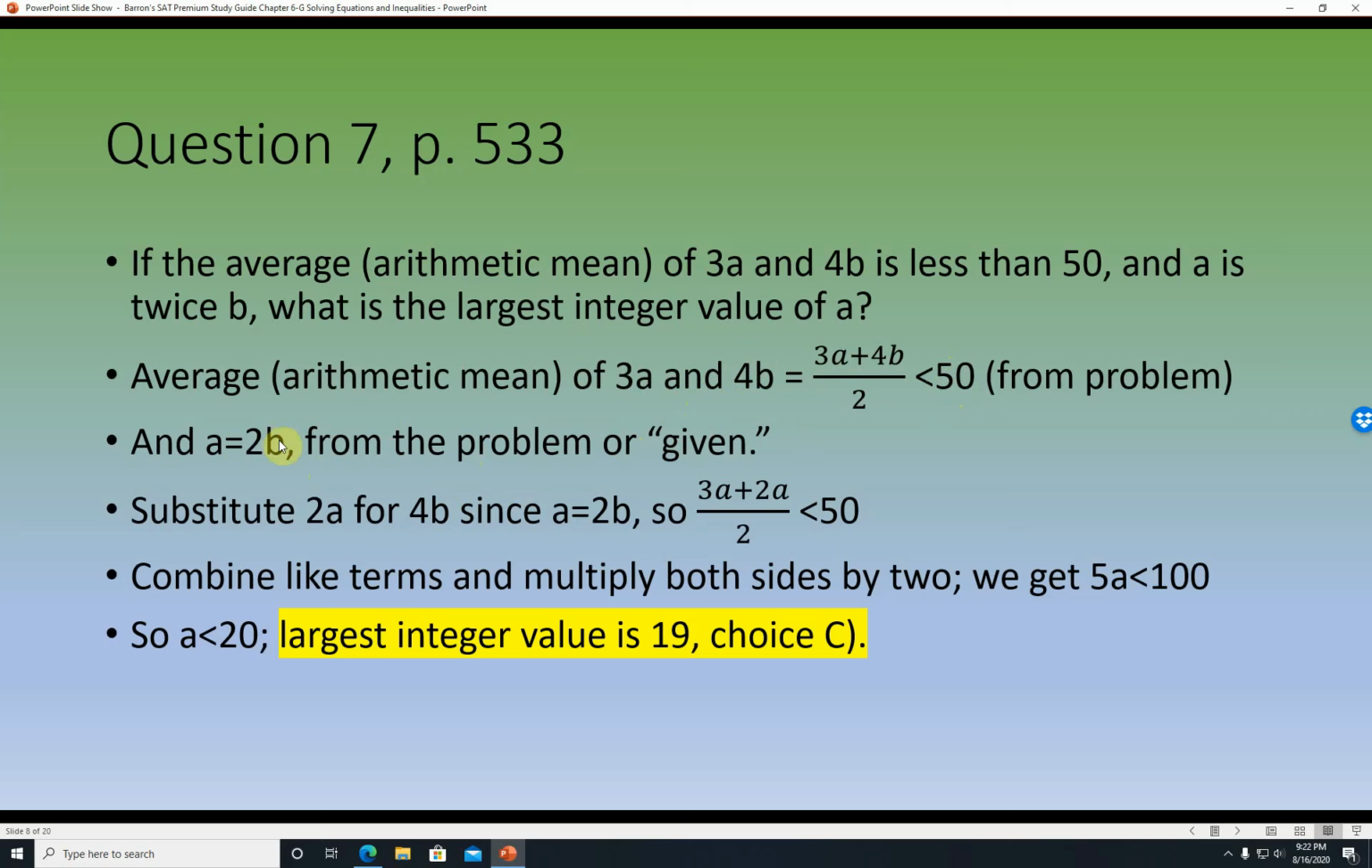So what we're going to do is we'll substitute 2a for 4b. Since a is equal to 2b, 2a is equal to 4b. So we're going to end up with (3a plus 2a) over 2 is less than 50. Of course, we're going to multiply by 2 and combine like terms. So 3a plus 2a is 5a, and then you multiply by 2, so 5a is less than 100. So that means a has to be less than 20 when we divide both sides by 5. So the largest integer value is 19, which is choice C.